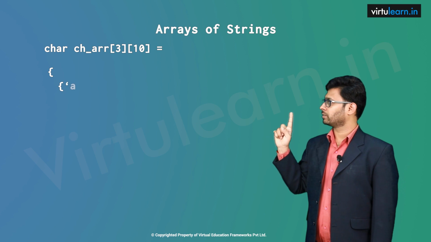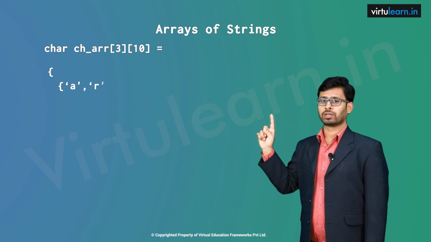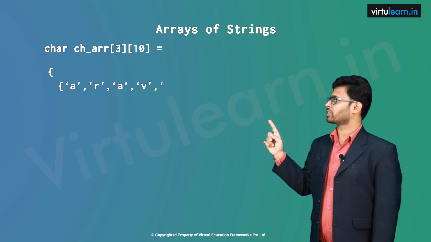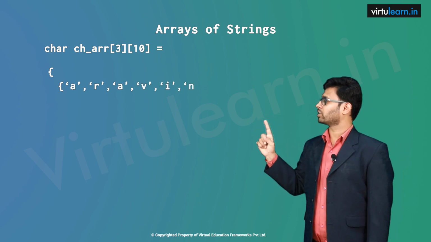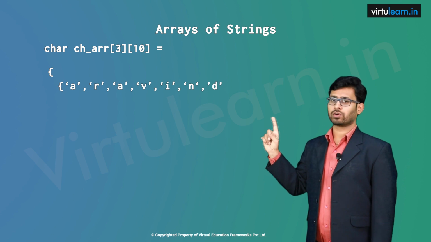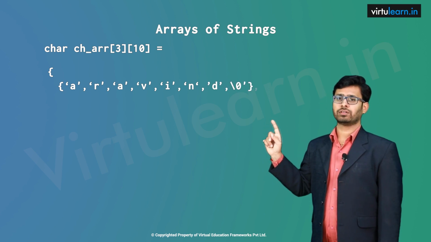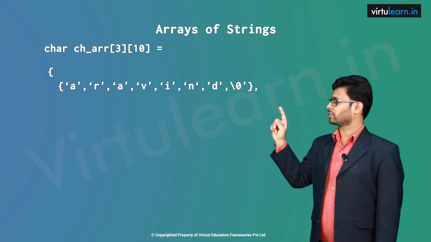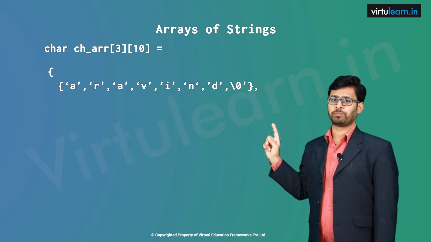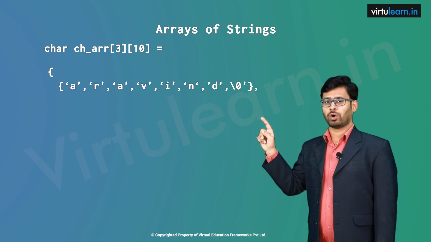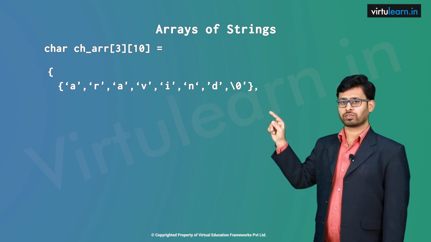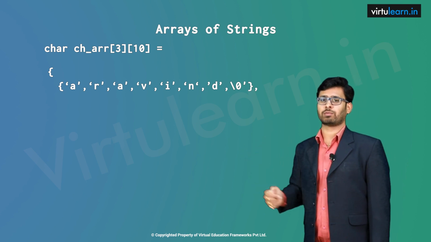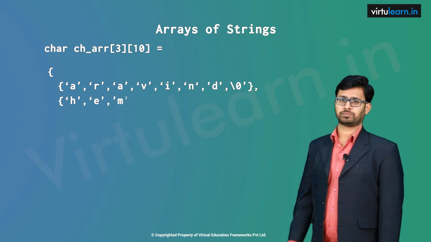'A' in single quotation, comma, 'R' in single quotation, comma, 'A', comma, 'V', comma, 'I', comma, 'N', comma, 'D', comma, followed by the null character, that is, within the single quotation we need to write '\0'. Similarly, if you want to represent n number of names, close it with a curly brace and put a comma, followed by the next name, which I am writing as Hemastri.